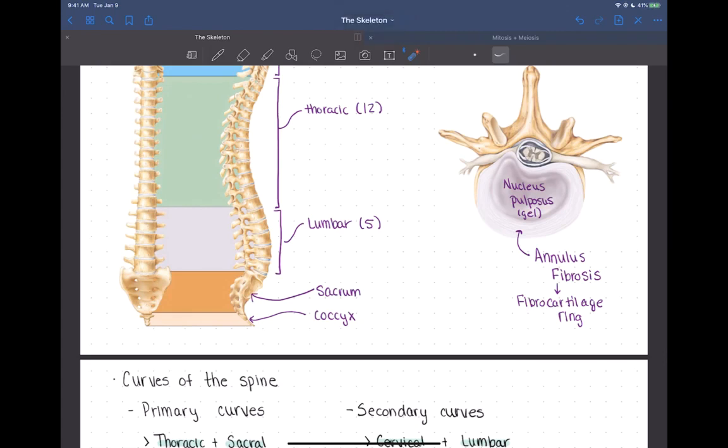Okay, we're going to stop there, and then we're going to talk more about the vertebral column starting in the next video, and then we'll move on and talk about the ribs, and then the appendicular skeleton.